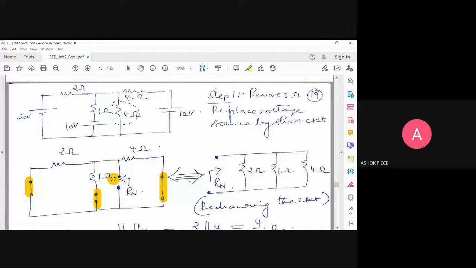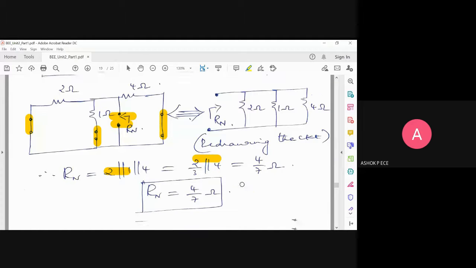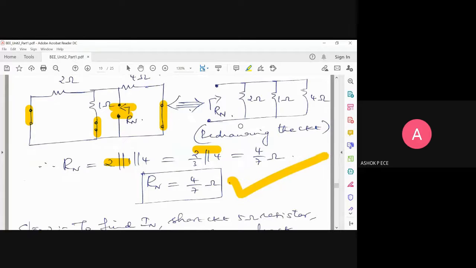What did I say? You assume a voltage source here, and then see how the current will flow. The current will split into the 4 ohm, and this current will split into the 2 ohm and 1 ohm. So the same current is splitting into three, which means the resistances are in parallel. Yes, sir. 4 parallel to 2 parallel to 1. At a time you cannot do everything, so first I am doing 2 parallel to 1, which is 2/3. 2/3 parallel to 4 is going to be 4/7. R Norton is going to be 4/7 ohms.